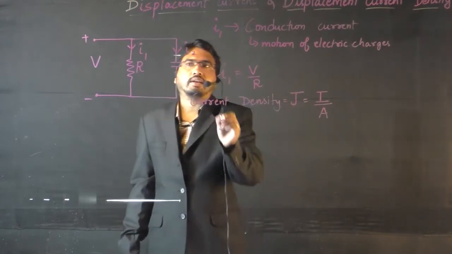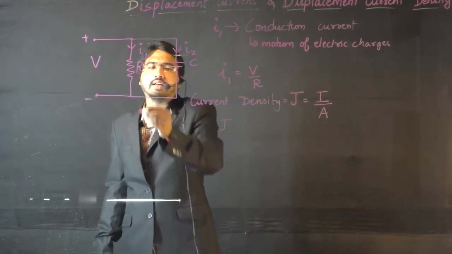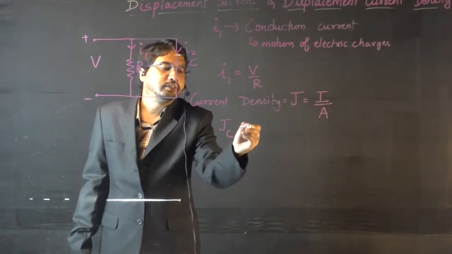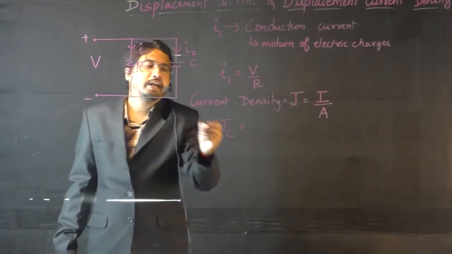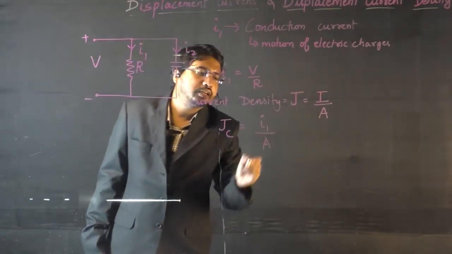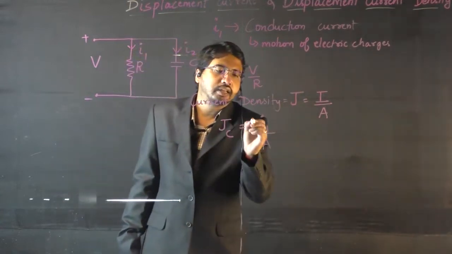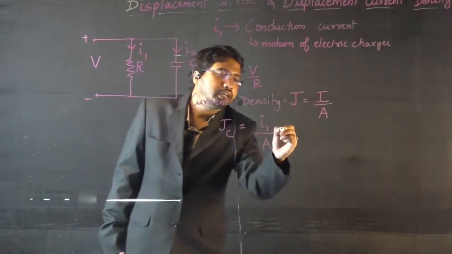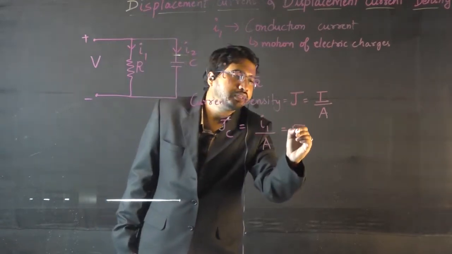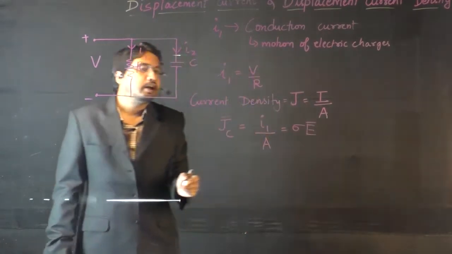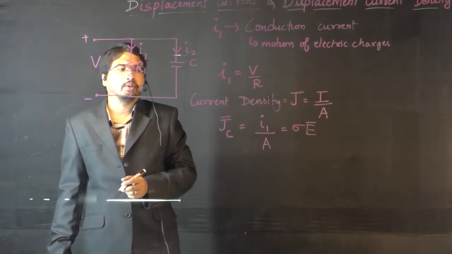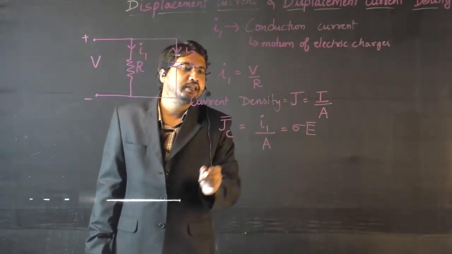Now here your current is the conduction current in this first branch. Conduction current means your current density will also be the conduction current density JC. JC equal to, what is the current in this first branch? That is I1, and the area of that resistor will be some A. So here JC is nothing but I1 by A. That can be equated to, we know the point form of Ohm's law, J bar is equal to sigma into E bar. Already we have learned this in our third unit, where sigma is the conductivity and E bar is the electric field intensity. So this is the conduction current density JC.